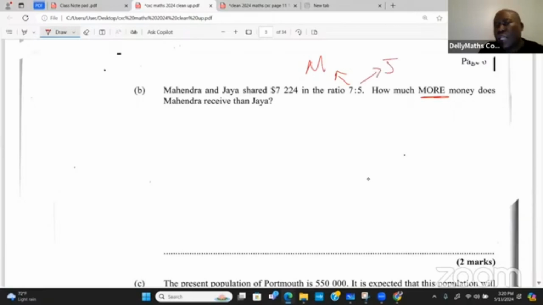All right, so the total here, as you could see, is actually 12 parts that we're dealing with. There are various ways that we can work this out. What we want to do is to find both, and then we subtract. So I'm going to work out Ma, just shortening the name. Ma is 7 out of 12 of that money, which is $7,224. So 7 divided by 12 times 7,224. And this person is getting $4,212.